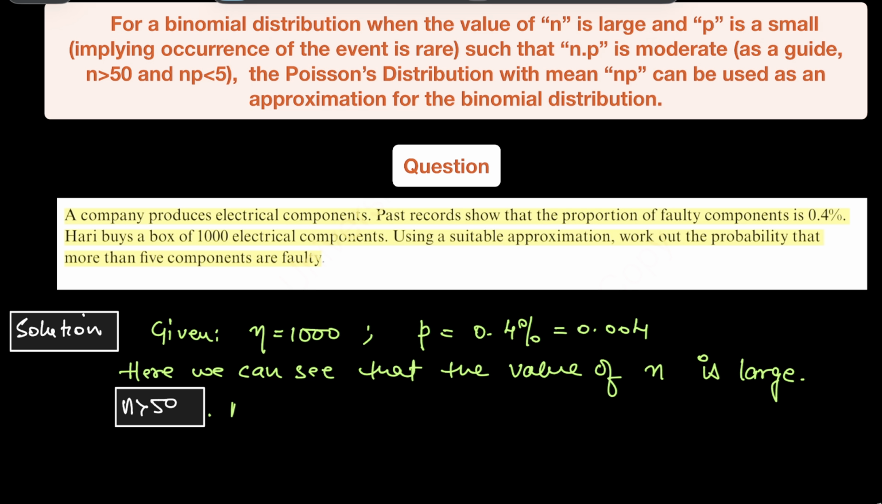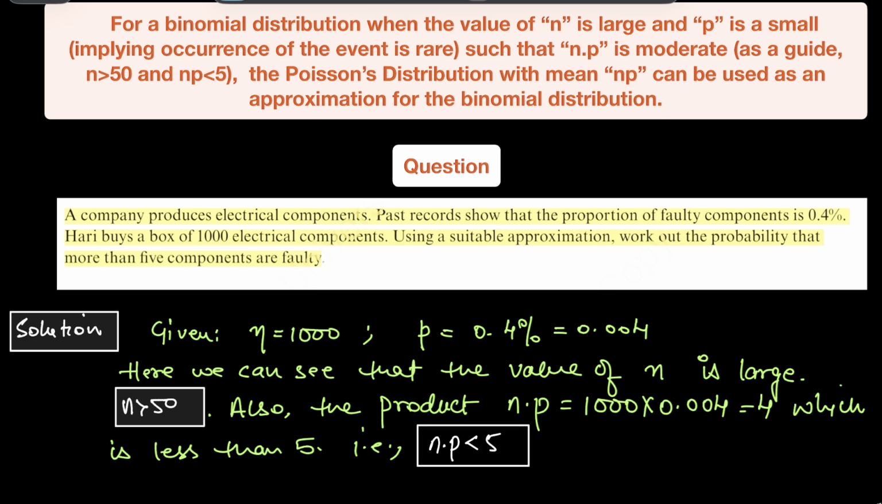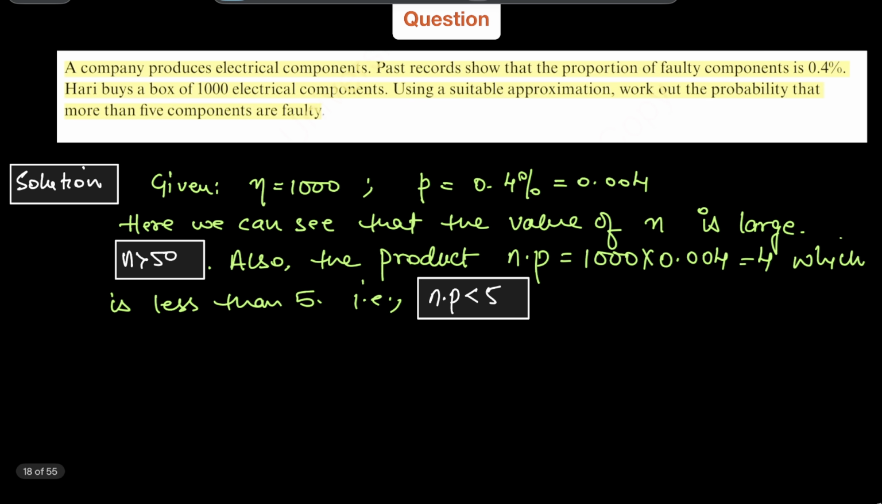Also, the product n times p is equal to 1000 times 0.004, that is actually equal to 4, which is less than 5, that is, n times p is less than 5. Okay, so the two conditions are exactly met.